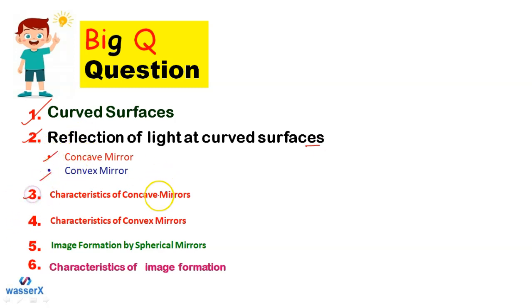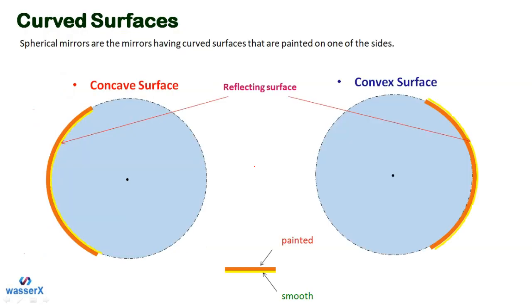Then we have the characteristic of the concave mirror. So we'll be studying about the characteristic of the concave mirror in the big question number 3. Then we have the 4th question, which is characteristic of the convex mirror. Then in the 5th we are having image formation by spherical mirrors. Then we have characteristic of image formation. So these are the very important topics that we are going to understand in today's class.